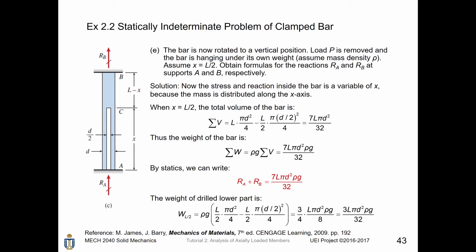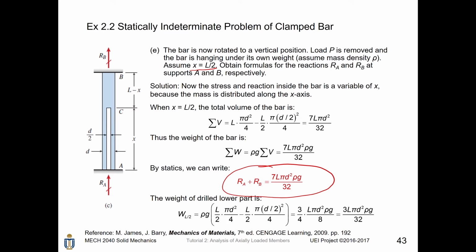It is given that x equals L over 2. That means the total volume of the bar is the volume of the entire bar, which is not drilled, minus the volume of the hole, which is located here. Then, by a series of calculations, we get the weight of the bar as 7L pi d squared rho g divided by 32. Finally, by statics, we can only get this equation. That is, RA plus RB equals 7L pi d squared rho g divided by 32.